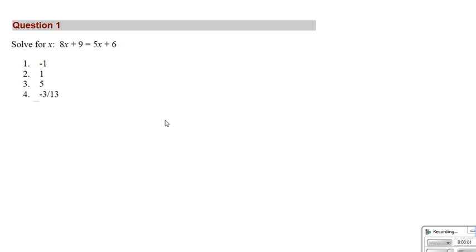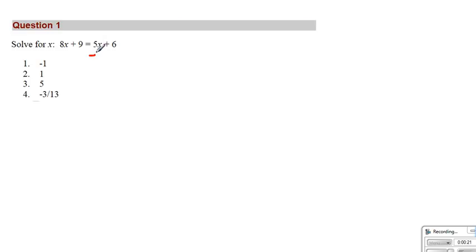This is a review for exam number 3. Alright, so let's get started on this question. So first we have 8x plus 9 equals 5x plus 6. So what are we going to do first? Of course, we want to combine the variables on one side and then the numerical values on the other side.